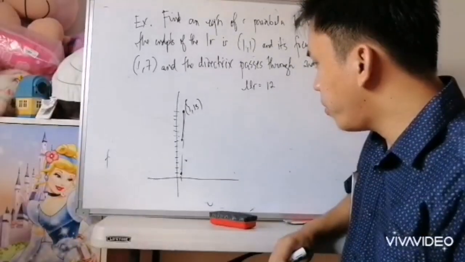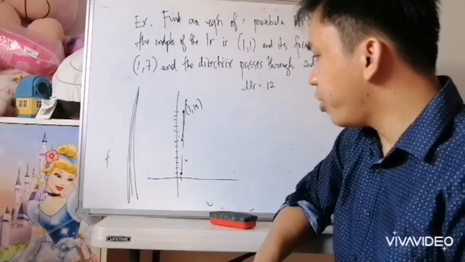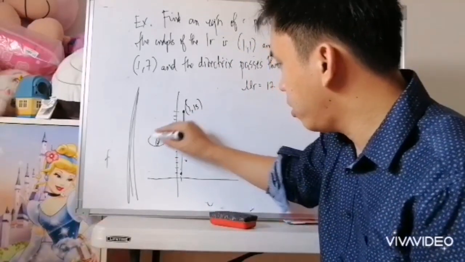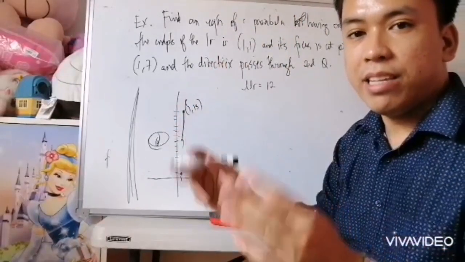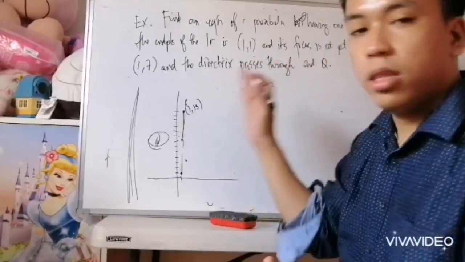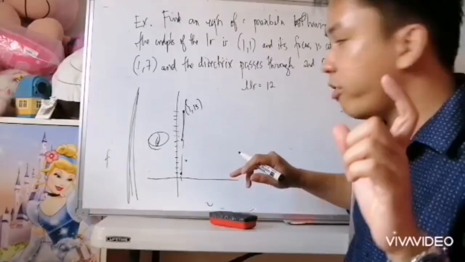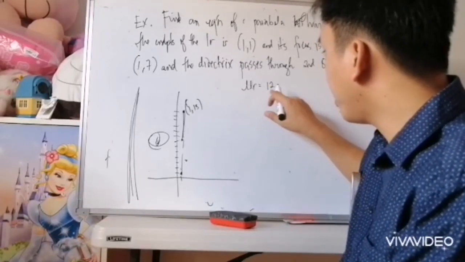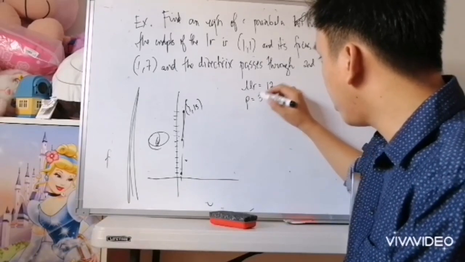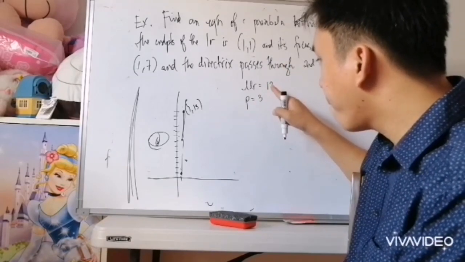Okay? So observe that your directrix is somewhere here, which means your vertex is in between the directrix and the focus. So your vertex is somewhere here, which simply implies that your parabola opens to the right. So since it opens to the right, all you have to do is get the vertex first. Remember your LLR, the length of the latus rectum, is 12. So your p, if you divide this by 4, you get 3. So the distance from the vertex to the focus is 3 units.